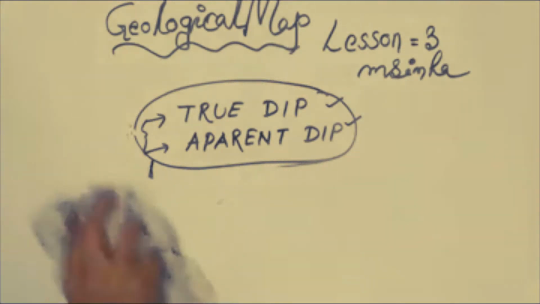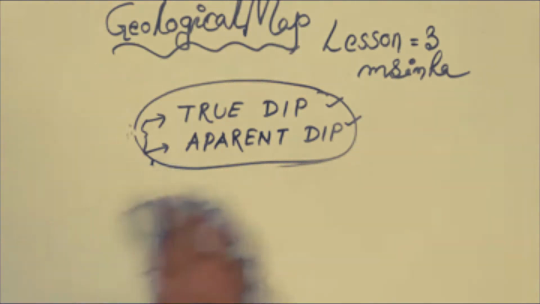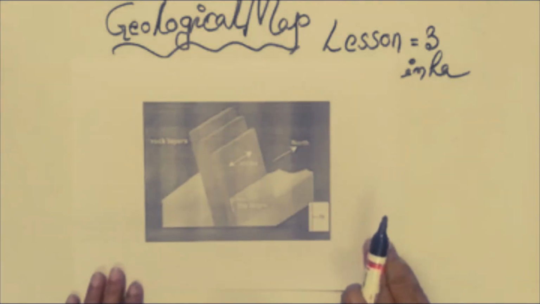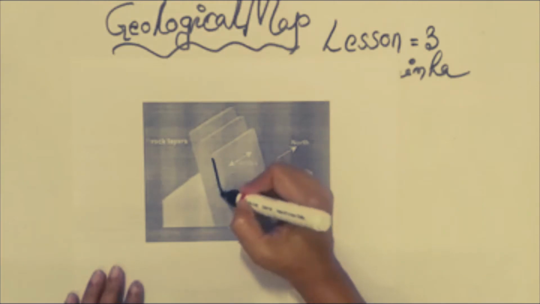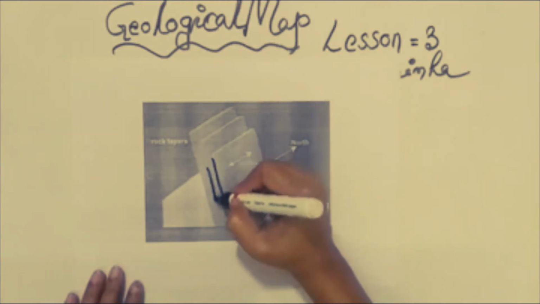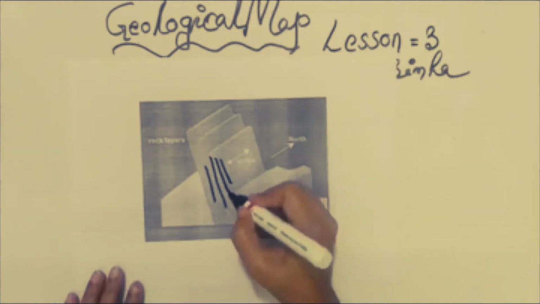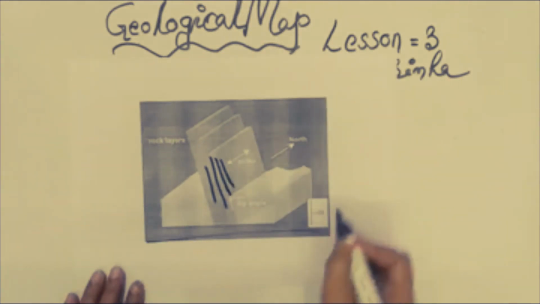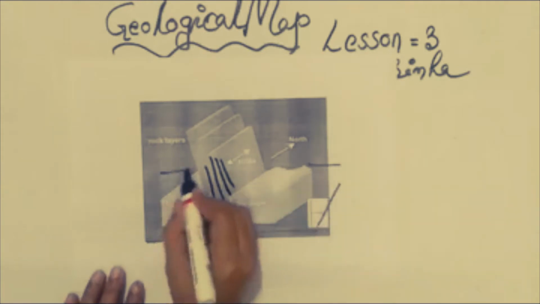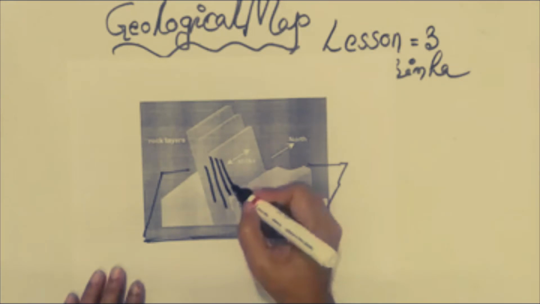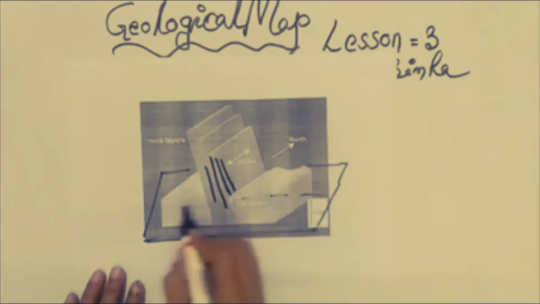The basic principle about the dip and the strike I have discussed in my previous class. Suppose those are the bedding planes, and this is the horizontal plane. This square or rectangular shaped base is the horizontal plane.